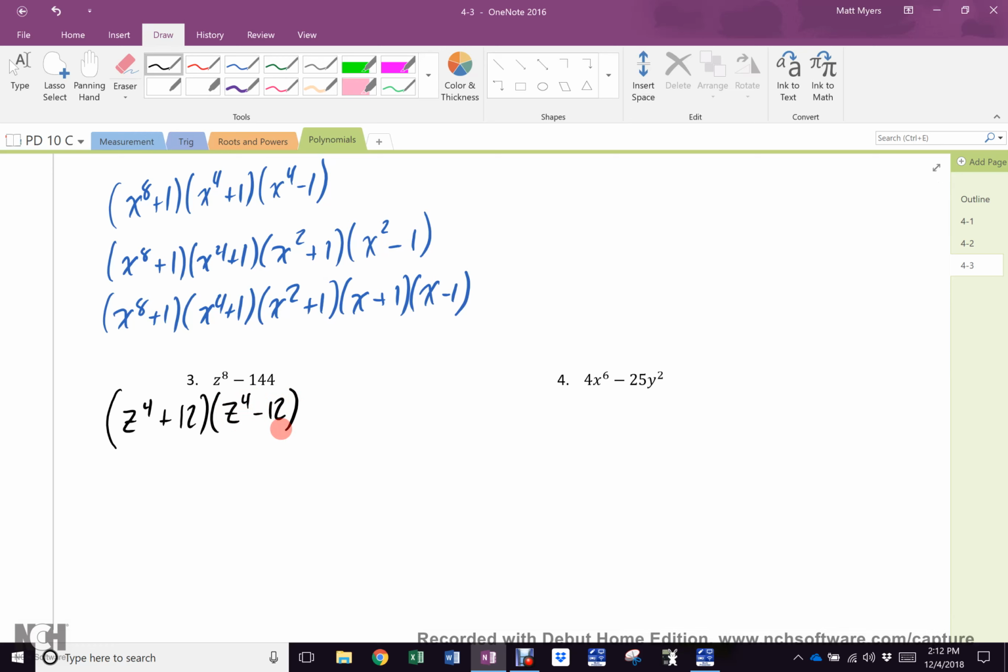Everybody good? What is the title of this page, Jasleen? No, it's cool. What's the title of the page? Difference of squares, yeah? 12 isn't a square. So this is a difference of square and nothing, not squares. Cool? Okay. What about 4?